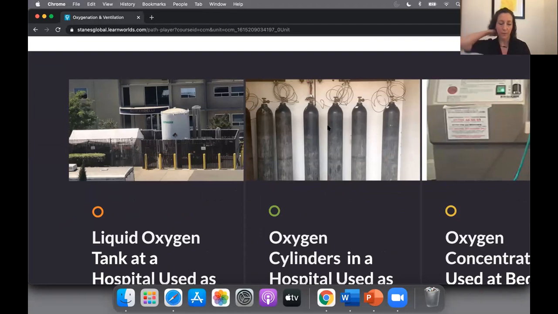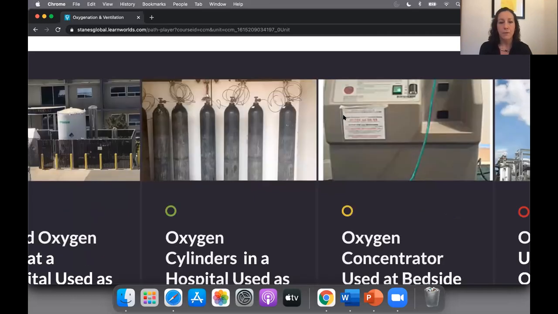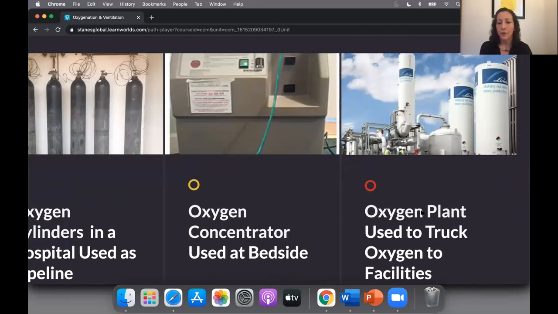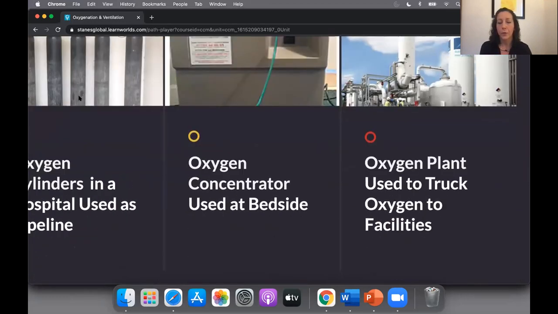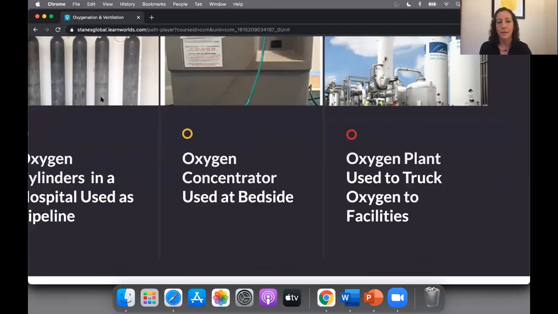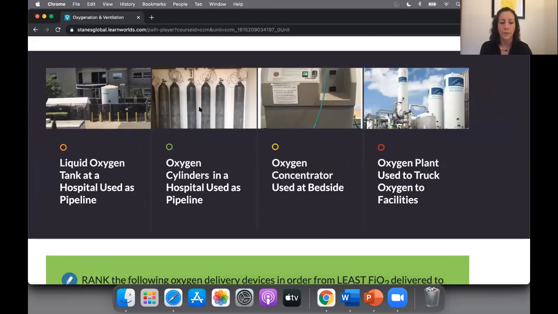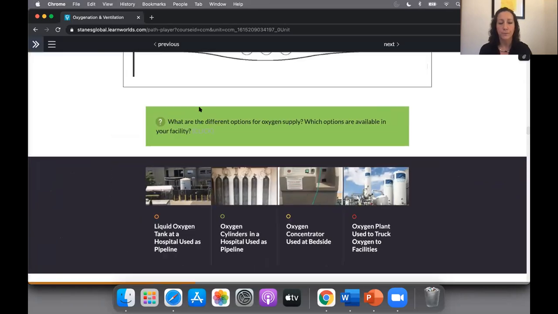And we had mentioned that oxygen often comes from pipelines. Pipelines are what is built into hospital walls or into the wards. And so you can have pipeline oxygen, but it can come from a liquid oxygen tank or from cylinders. Many of you have seen these. These are oxygen concentrators. And then finally, we can also have these really large oxygen plants. And they put oxygen on trucks, either in a cylinder or they put the liquid oxygen in a truck, and then they truck the oxygen and they fill the liquid oxygen tank or they drop off the cylinders. So oxygen comes from many different places.